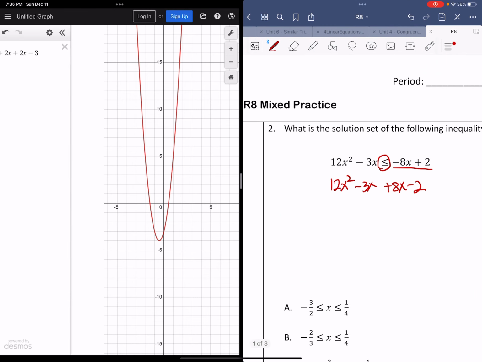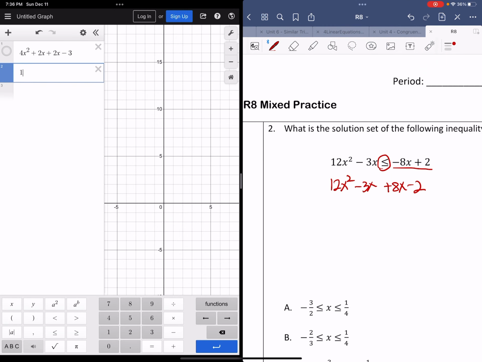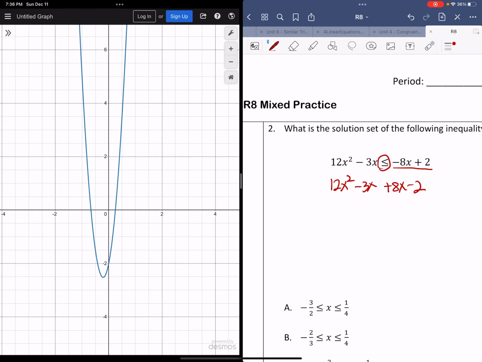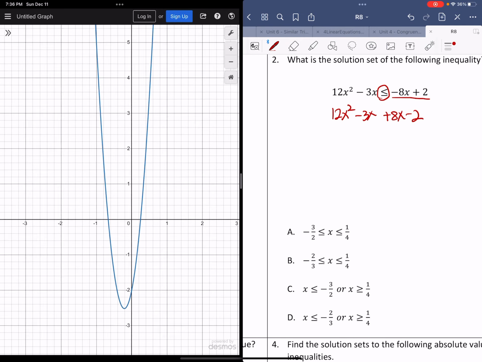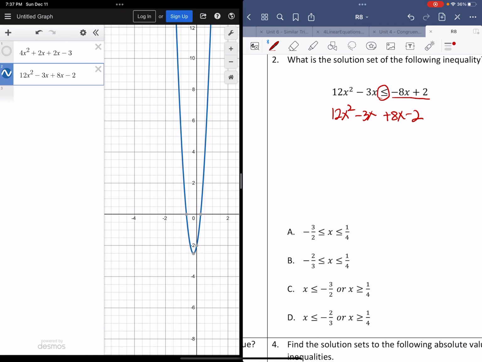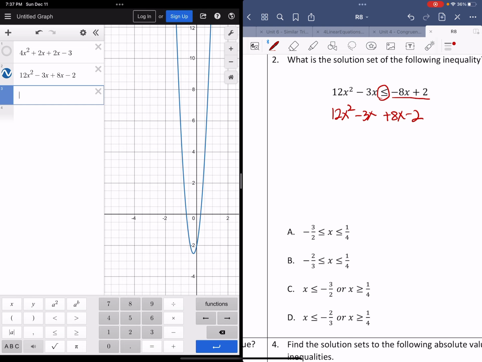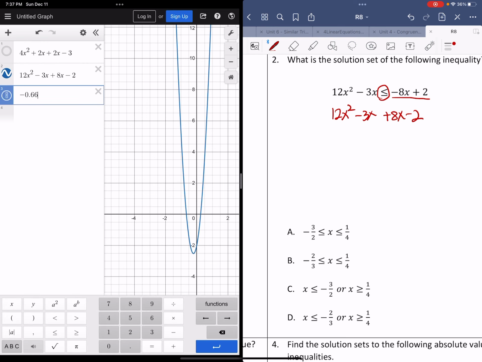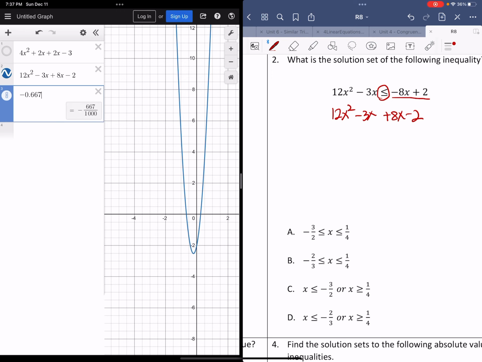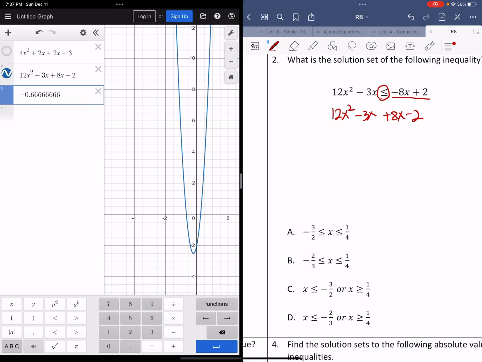So let's put this one into decimals. Very simple. So it's going to be 12x squared minus 3x plus 8x minus 2. So as you can see, we got this. Now, so we get what? Negative 0.667 and 0.25. If you don't know how to change it to the fraction, well, that's messed up because I've explained this one many times. 0.667, and obviously this one is gonna be an ugly fraction. So what you gotta do is you delete this one, you keep pressing 6 until you get what you want, which is negative 2/3.